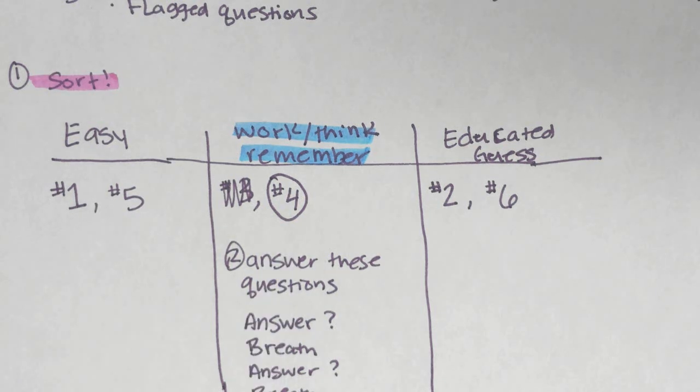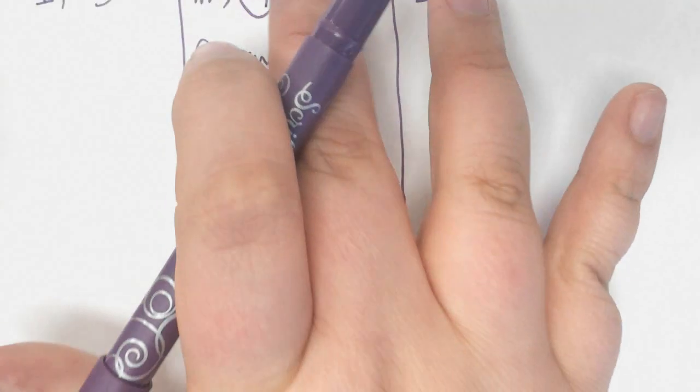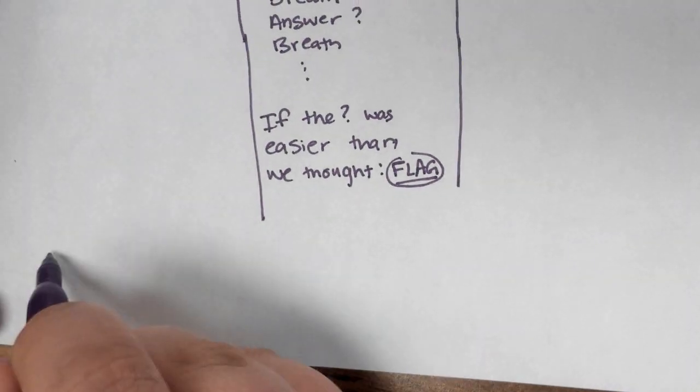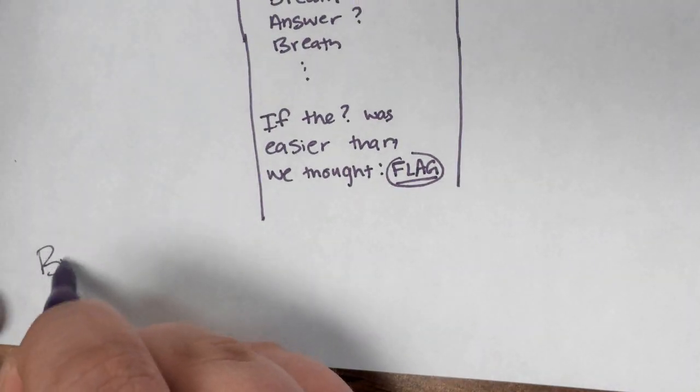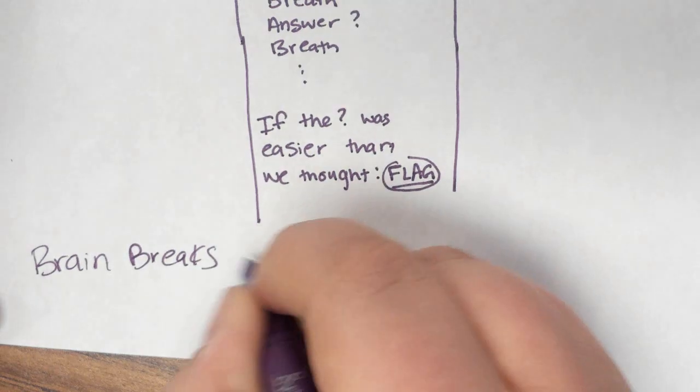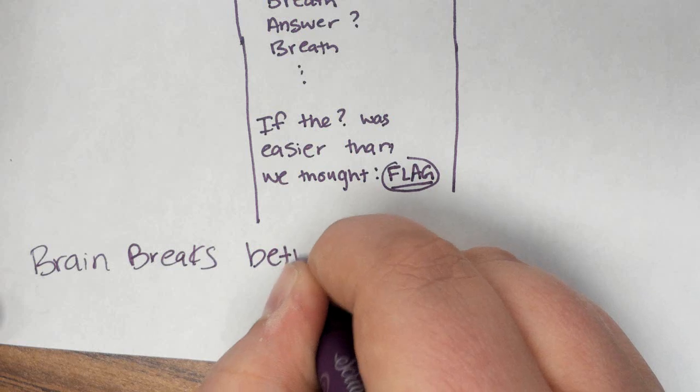Okay. Now after that, we're going to take a break. After we've answered all of those questions, we've spent so much brain power. Now we're going to take a 5 to 10 minute break. So we're taking brain breaks between going to each different column.